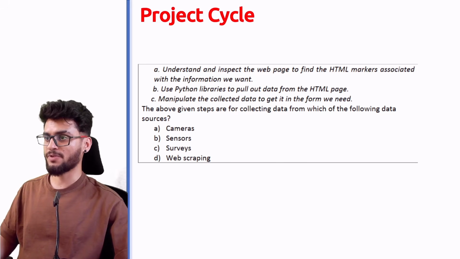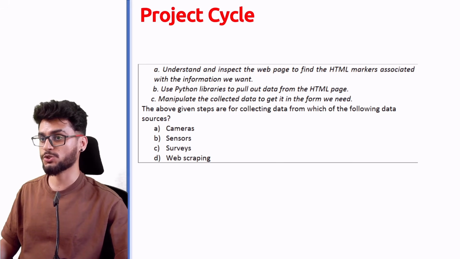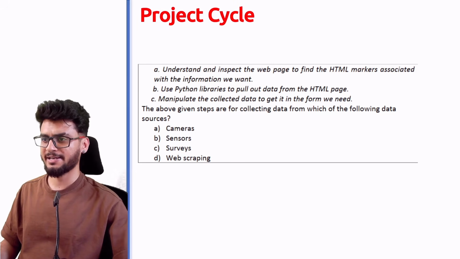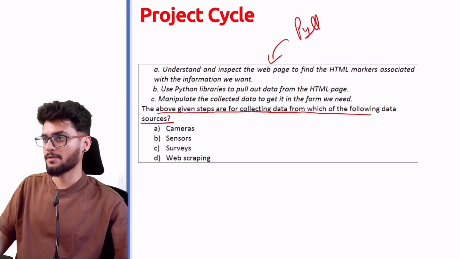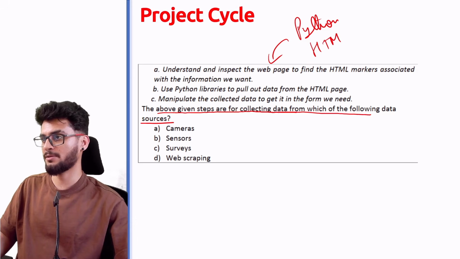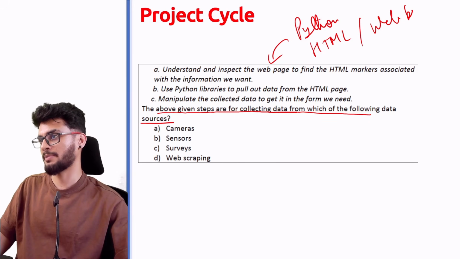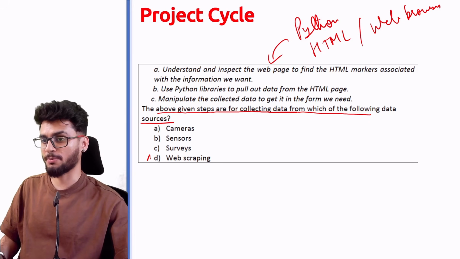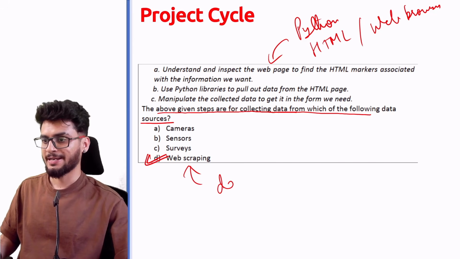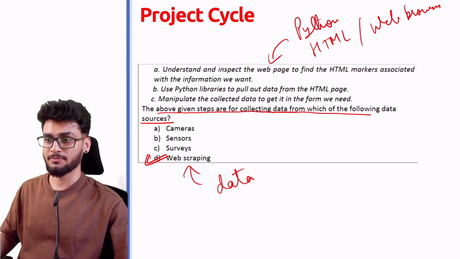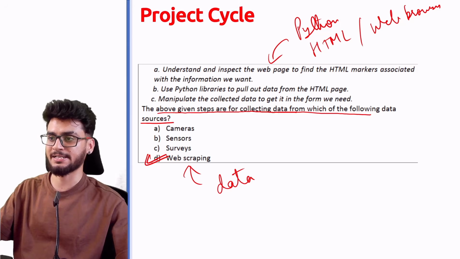Understand and inspect the web page to find the HTML markers associated with the information we want. Use Python libraries to pull out data from the HTML page. Manipulate the collected data. All right, the above given steps are for collecting data from which of the following sources? So we are using Python, we are using HTML, basically web browsers. So you can talk about web scraping. Web scraping में हम लोग data acquire करते हैं from the internet by collecting it from various sites or websites.